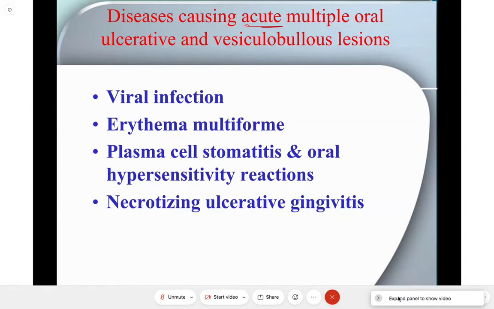Now we are going to talk about the first group, the lesions that occur as multiple areas and with acute formation. In this group, it can be viral infection. This is a very common cause of acute multiple lesions in the oral cavity, so you should know this group quite well. Apart from that, erythema multiforme, or sometimes we call it briefly EM, plasma cell stomatitis and oral hypersensitivity reactions, and necrotizing ulcerative gingivitis.